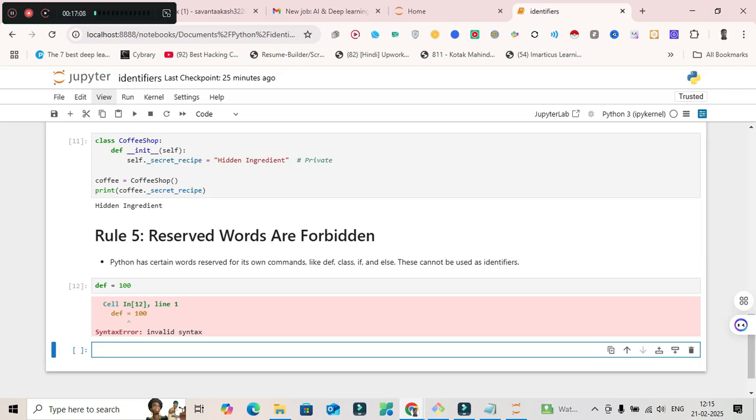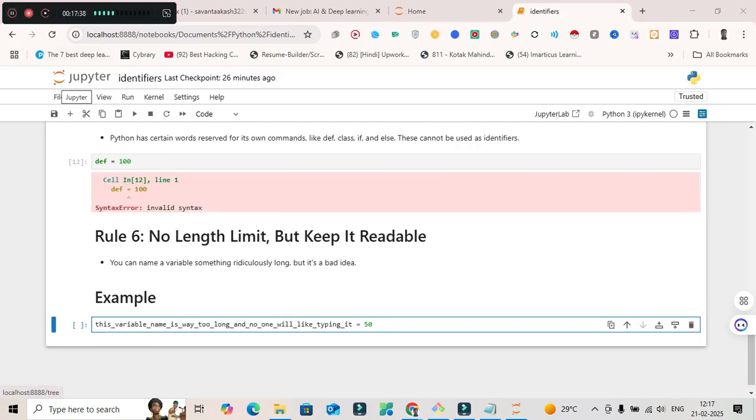You can relate it to trying to name your shop a government office when it is not a government office. You are naming it a government office, but it is not one. You are not allowed to do that, correct? In another section we'll try to understand rule number 6: no length limit, but keep it readable.